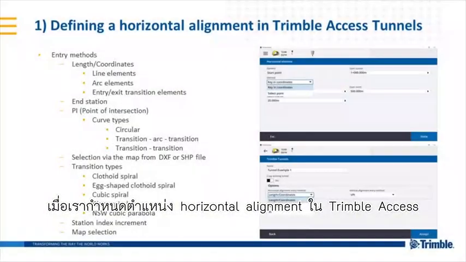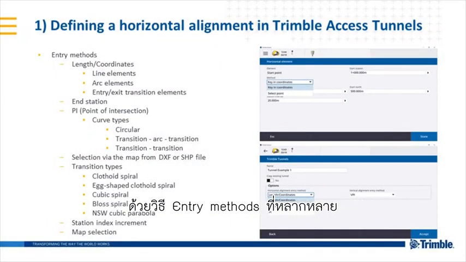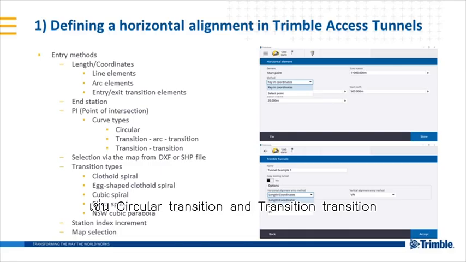When defining a horizontal alignment in Trimble Access tunnels, there's a variety of entry methods, such as the length, coordinates, which provides line, arc, entry and exit transition elements, also end station, and point and PI or point of intersection, which has various curve types such as circular transition and transition.